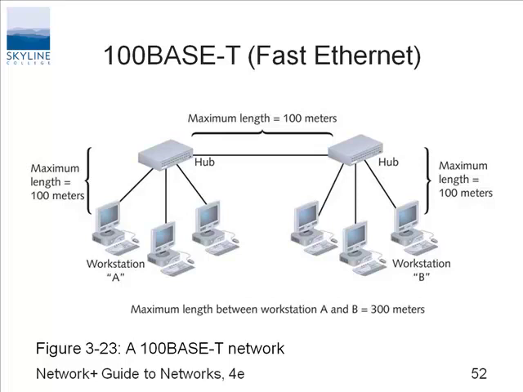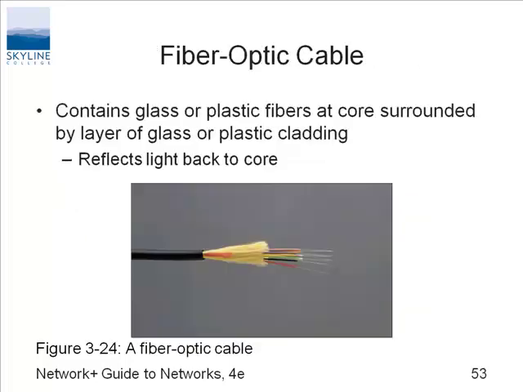Well, in this case we could do a hub to hub because we have repeaters in there. Fiber contains glass, plastic, reflects the light back to the core. We've already talked about that. This is a better picture of what a piece of fiber with multiple fibers in it looks like.